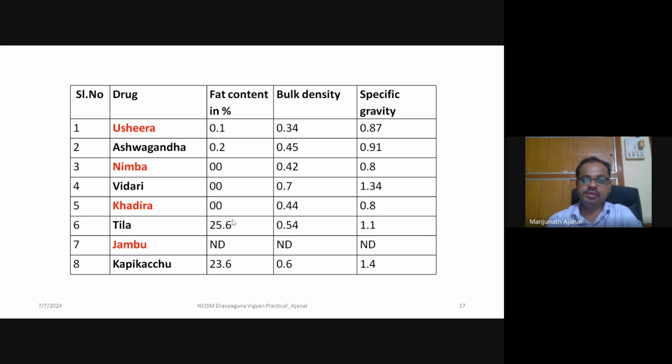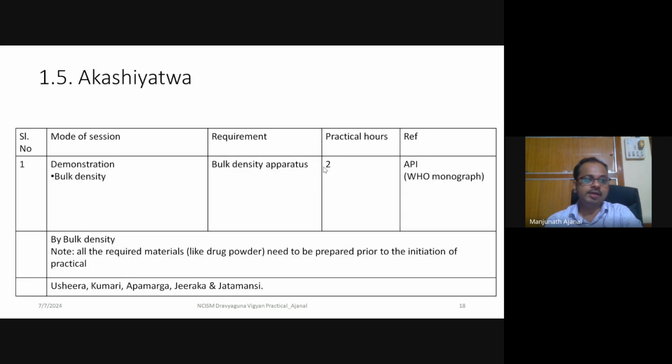So that's what we have done. And the specific gravity again, the more the specific gravity, the less Vayuvatva. So that's what we have done. And similarly, the Akashiyatva. Here the Akasha Mahabhuta is examined based on the density. The more the density, the less the Akasha.